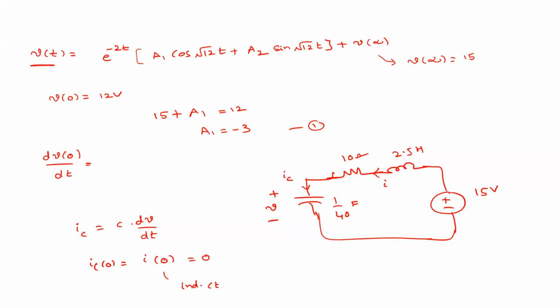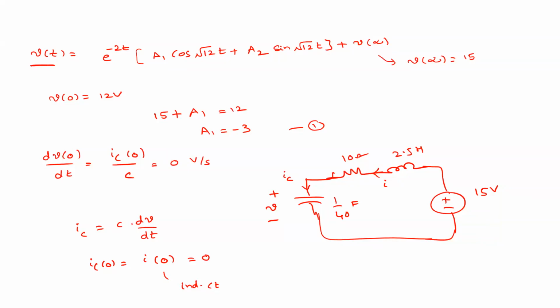Understood? So now tell me what is dV of 0 by dt? It is equal to IC of 0 by C. IC of 0 is equal to I of 0. So that means 0 volts per second, which is equal to 0 volts per second in this particular case. Understood?